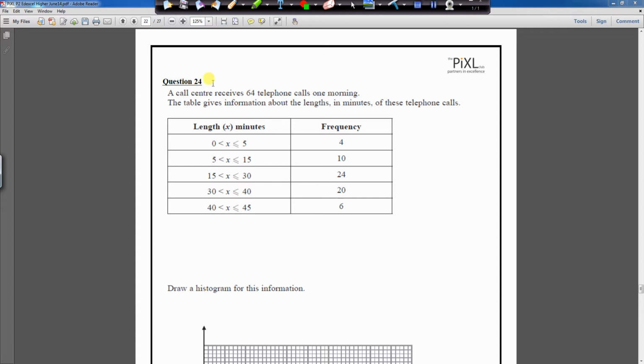Okay, Bismillah. Question number 24, part of our intensive calculator questions for the Edexcel 1MA0/2H paper. Let's have a look at question 24. This is a question where we need to draw a histogram. This question is worth 4 marks.